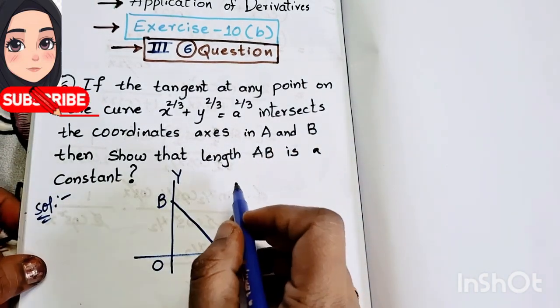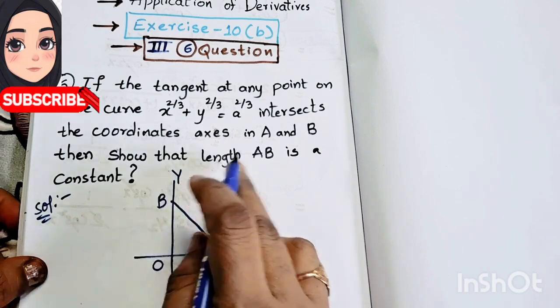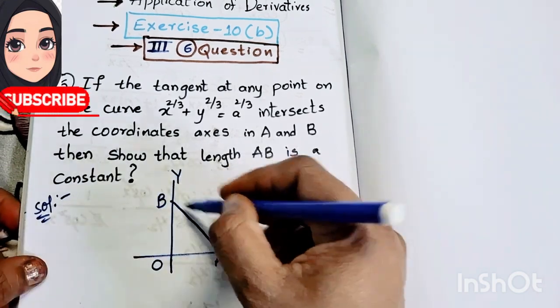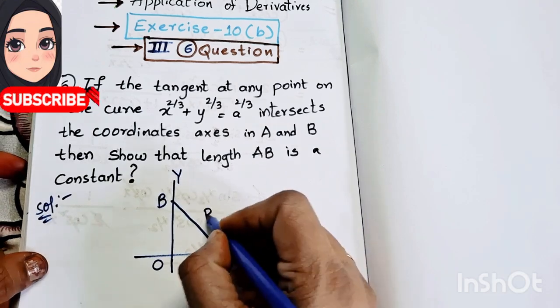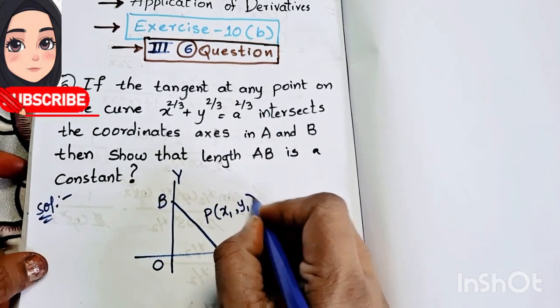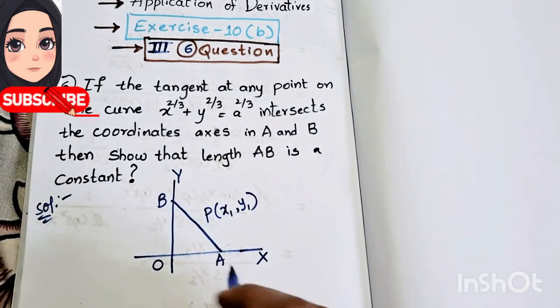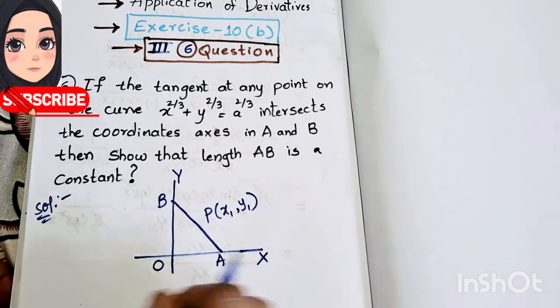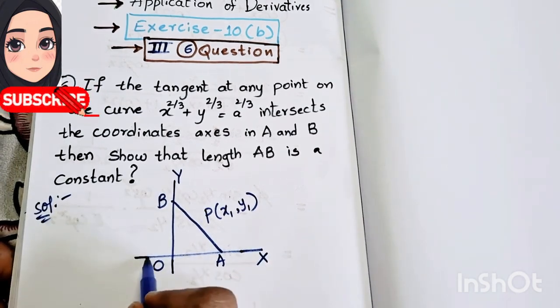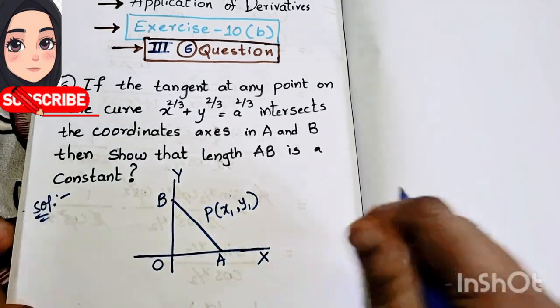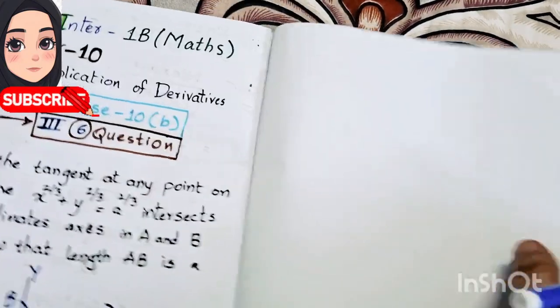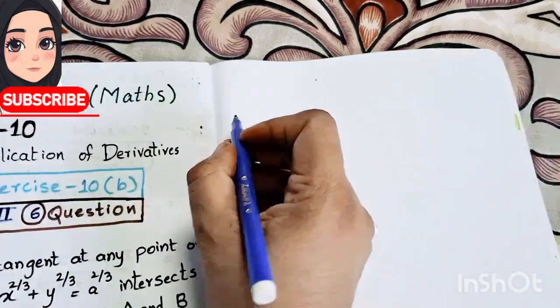And what is the point? Show that the length AB is a constant. We have to show that the length of the tangent AB at any point (x1, y1) is constant. So we have to prove this. Let us take this as the figure. Please make a figure before starting your solution, so that you can easily understand what to show.